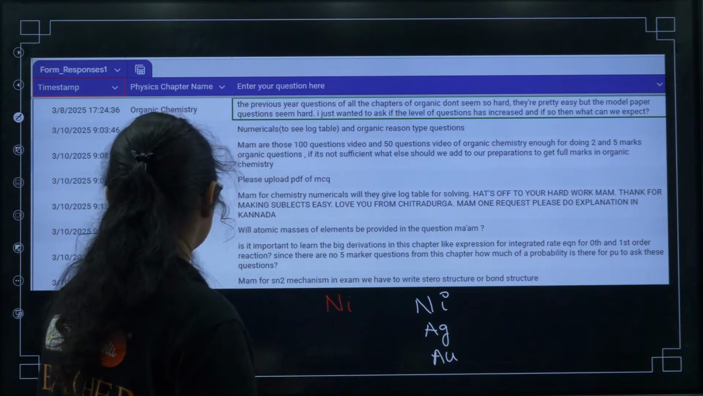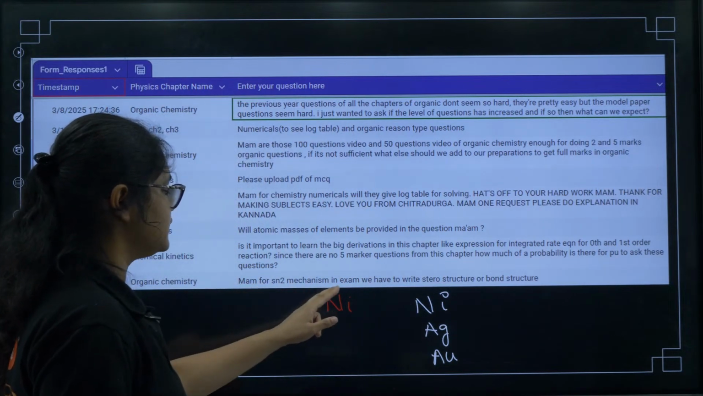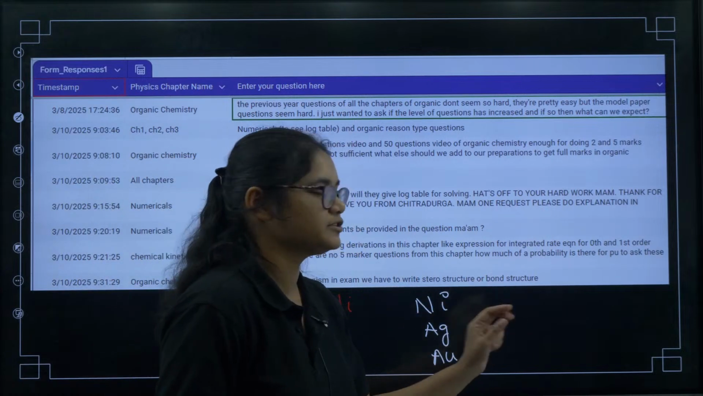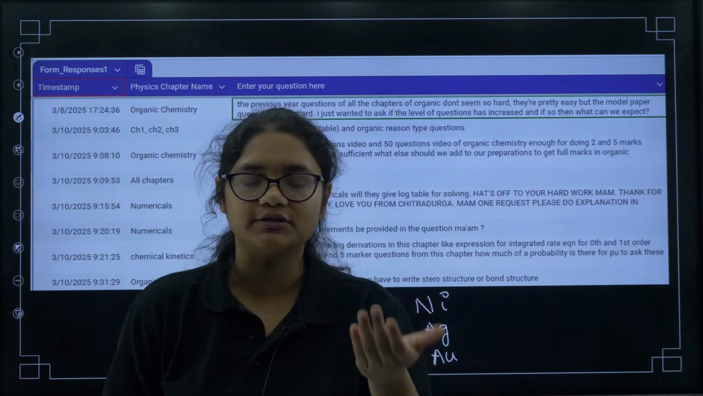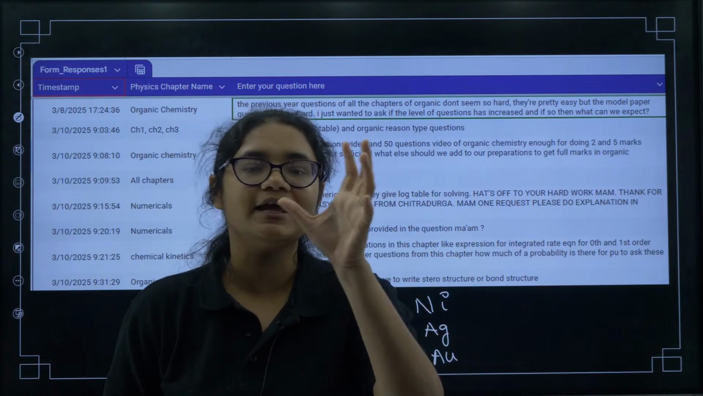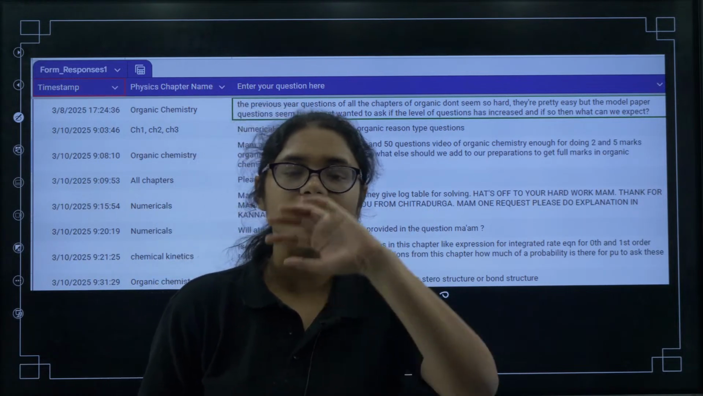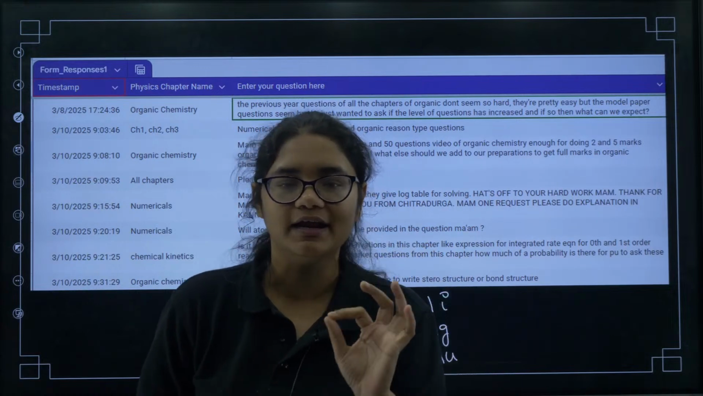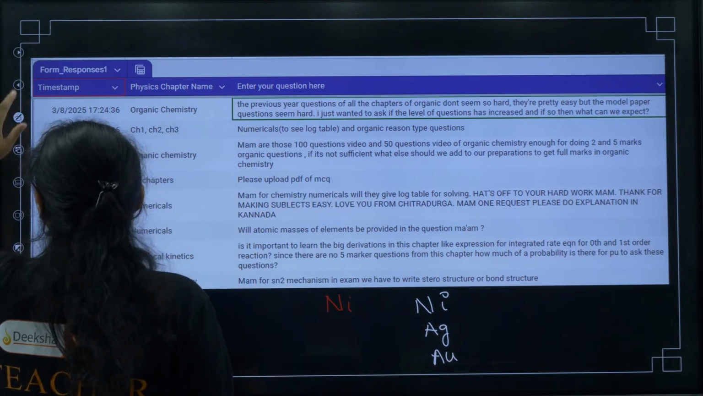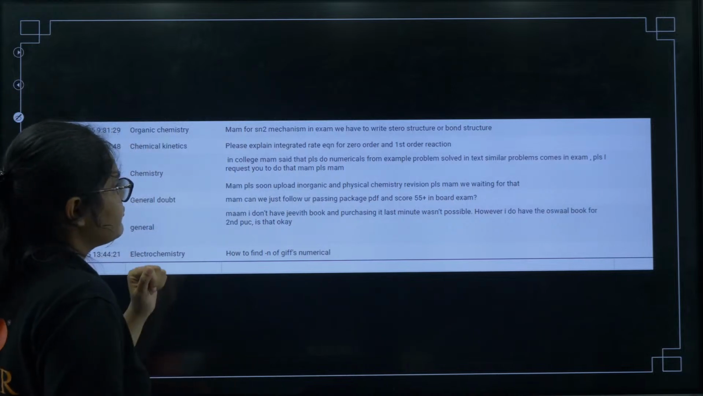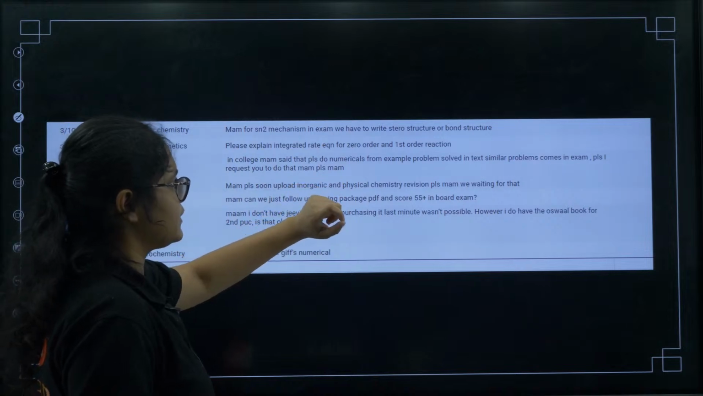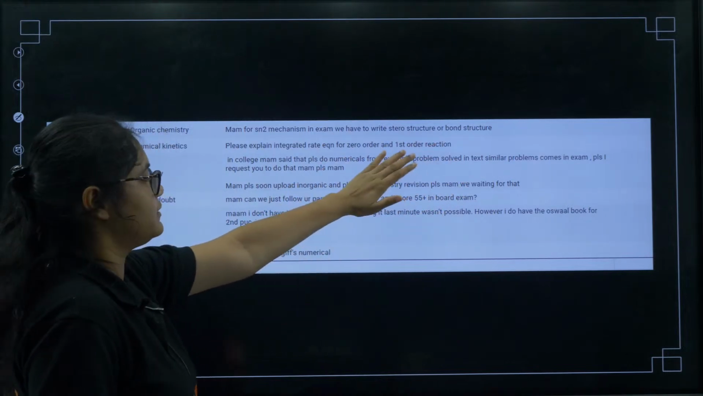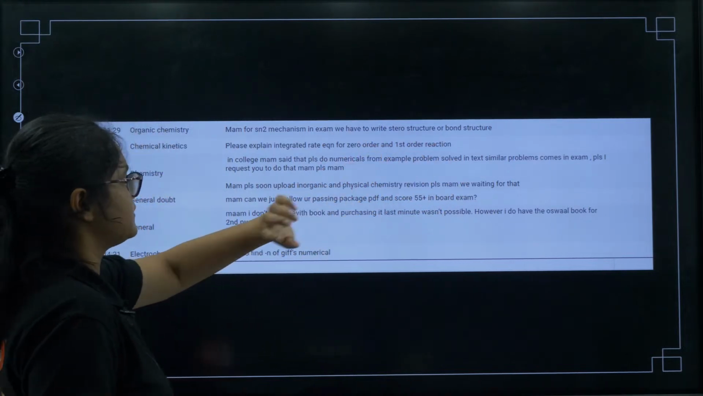Next we have organic chemistry. Ma'am, for the SN2 mechanism, do we have to draw a stereo structure or a bond structure? It is advised to draw the stereo structure. Stereo structure means you should show a dash line and wedge line. You have to draw the structure in the form of dash line and wedge line. Next, for the SN2 mechanism, this I have already explained. Please explain the integrated equation for 0th order and first order. I will be taking this question. I'll be explaining this one.